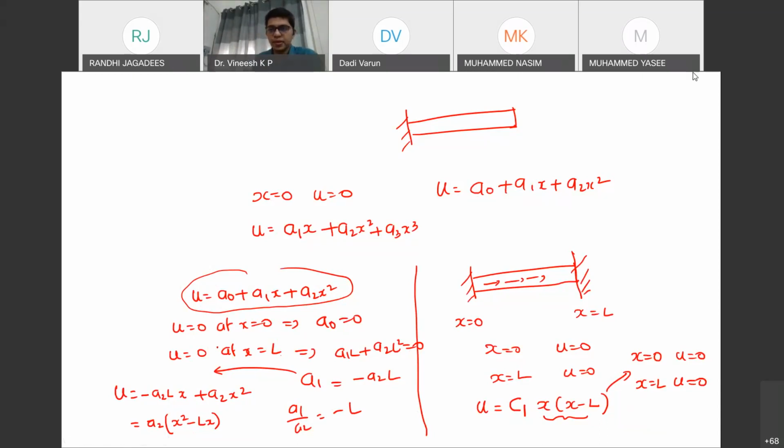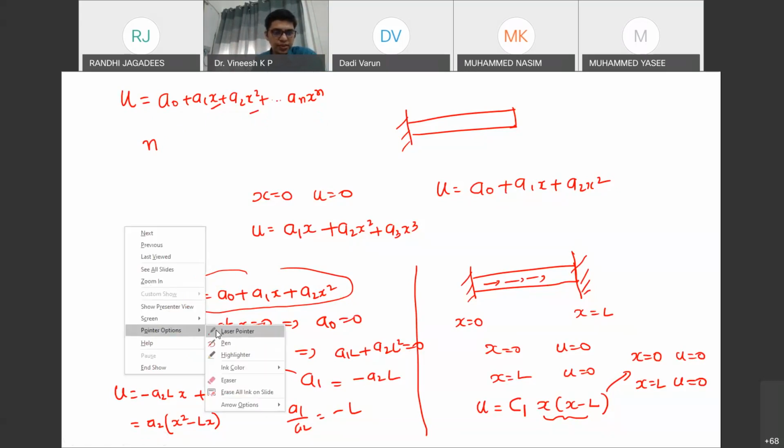Remember that when I am selecting u, if I am taking a polynomial of degree n, I should have all the terms: a1x plus a2x square plus etc. plus an xn. When I am selecting a polynomial of degree n, I should have all the terms. I should not skip any of the terms, like the x term or the x square term.